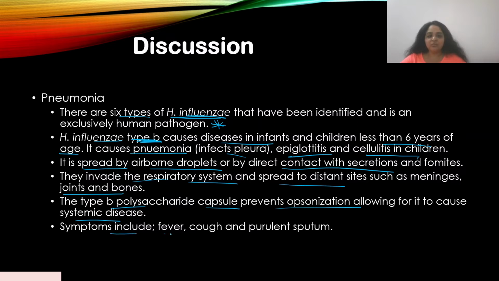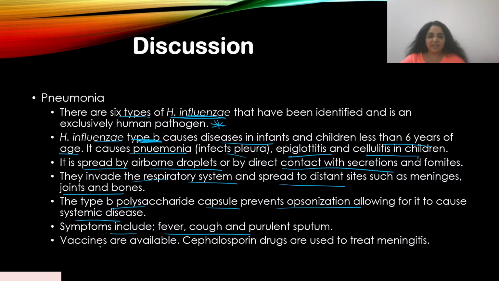The symptoms include a fever, cough, and purulent sputum. Vaccines are available for Haemophilus, and cephalosporin drugs are used to treat meningitis. All right, so these are the two pathogens by which pneumonia occurs. And I also told you, influenzae does not mean it causes influenza. That's a viral disease, right?